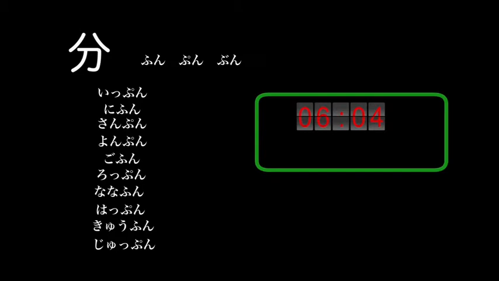We retain the 6 and the ji before it. Rokuji yon pun. If it was 3:06, sanji roppun. 8:07, hachiji nanafun. So you just say the o'clock followed by the number of minutes after the hour.